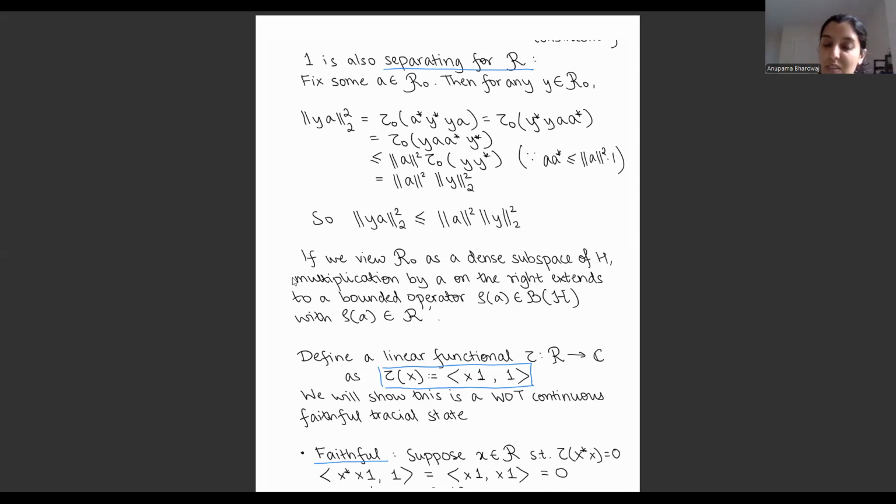So this is a linear functional. You can verify that this is a linear functional. And we're going to show that this is in fact a WOT continuous faithful tracial state. So let's look at each of those things, WOT continuous and then faithful tracial state. Let's look at the faithful bit first.